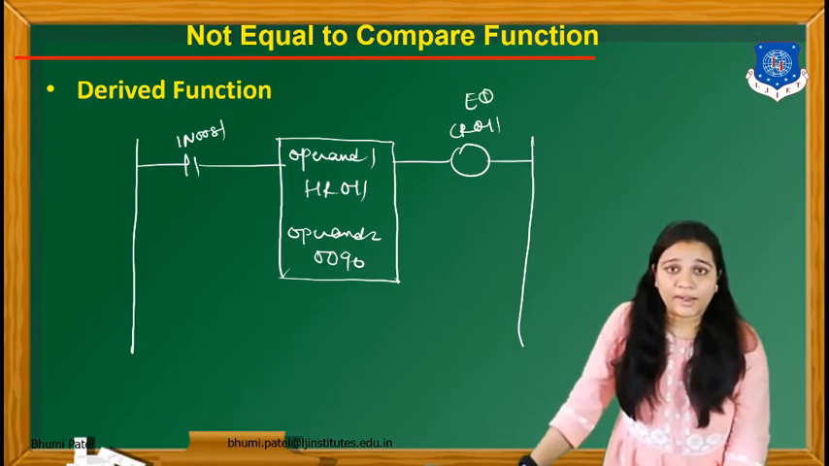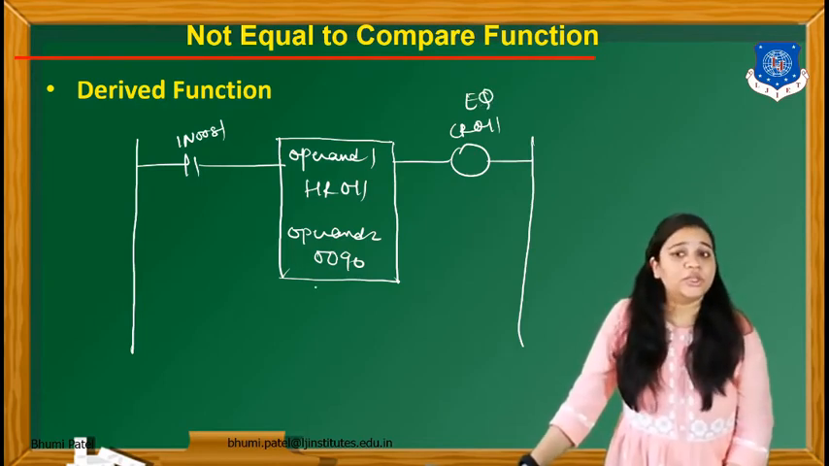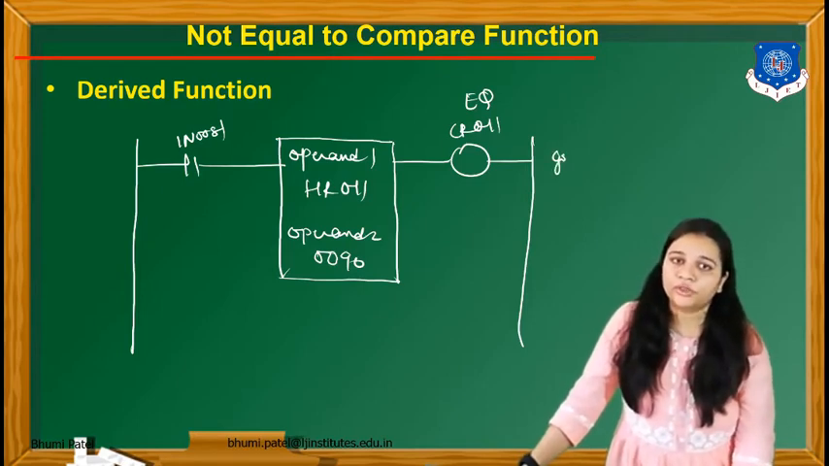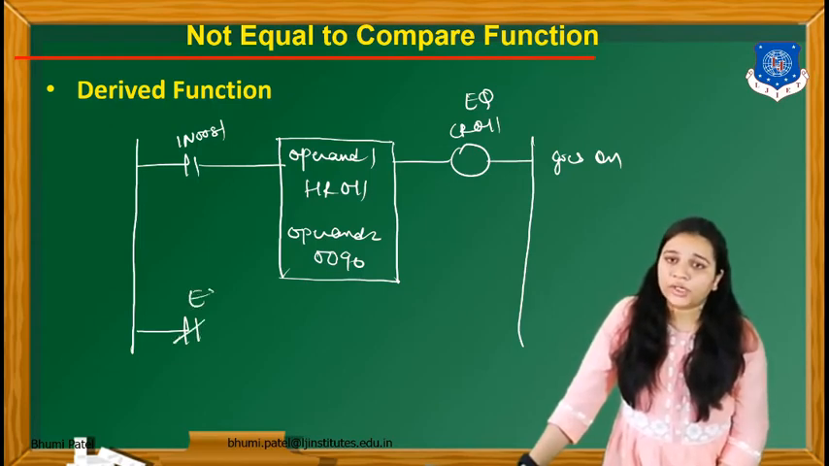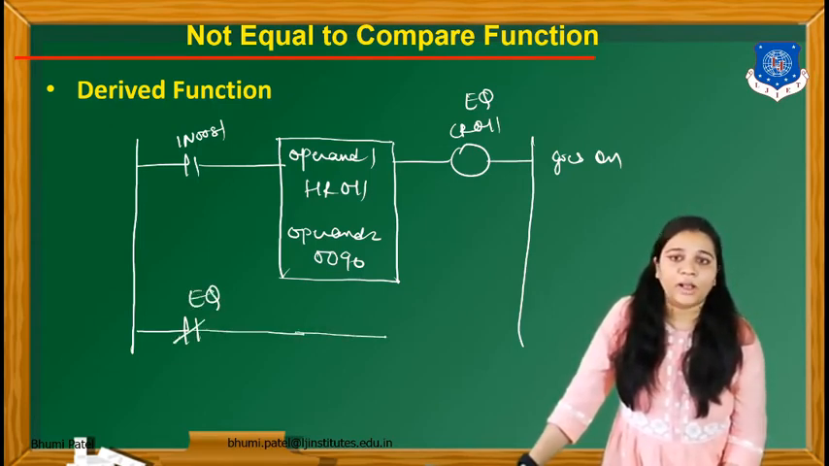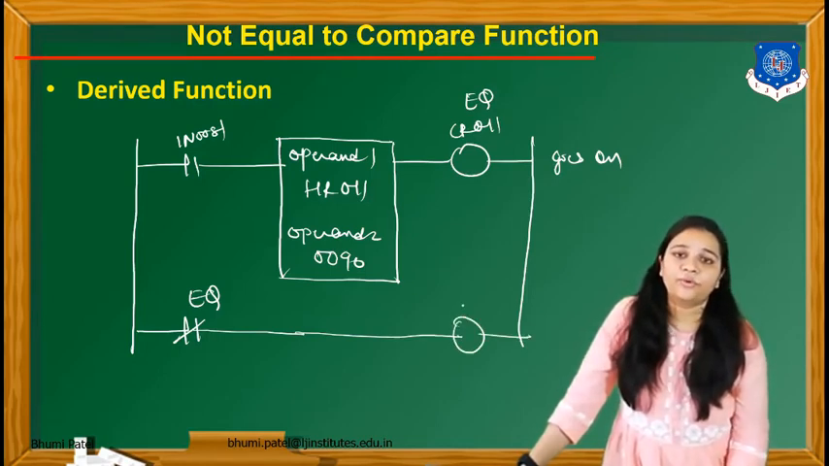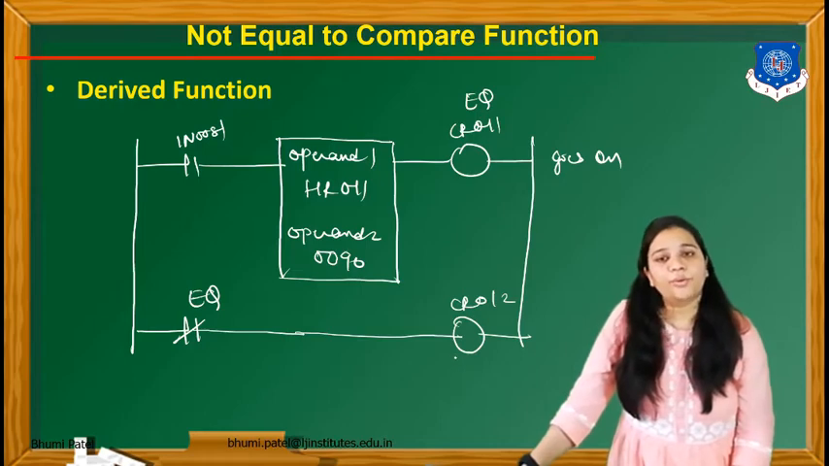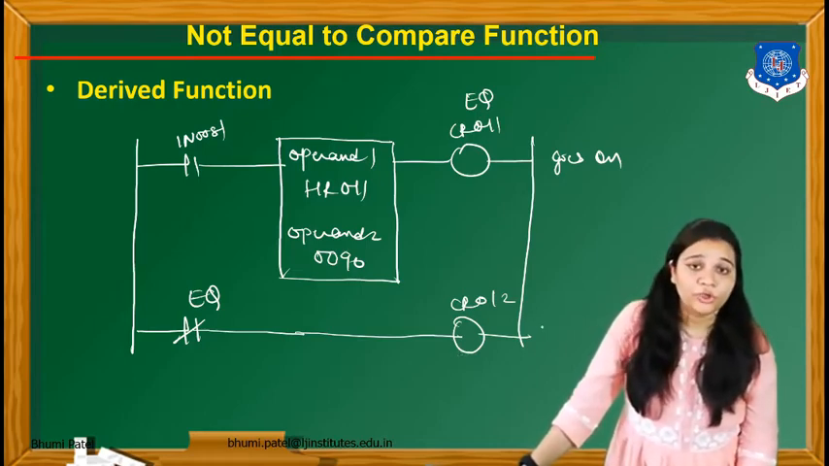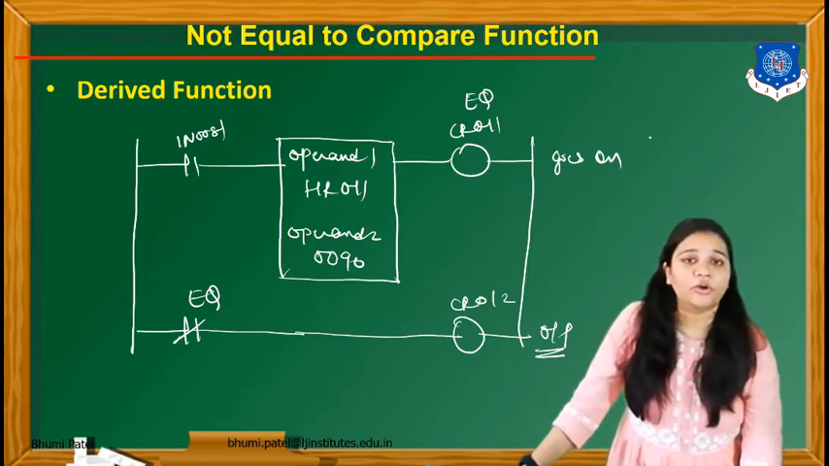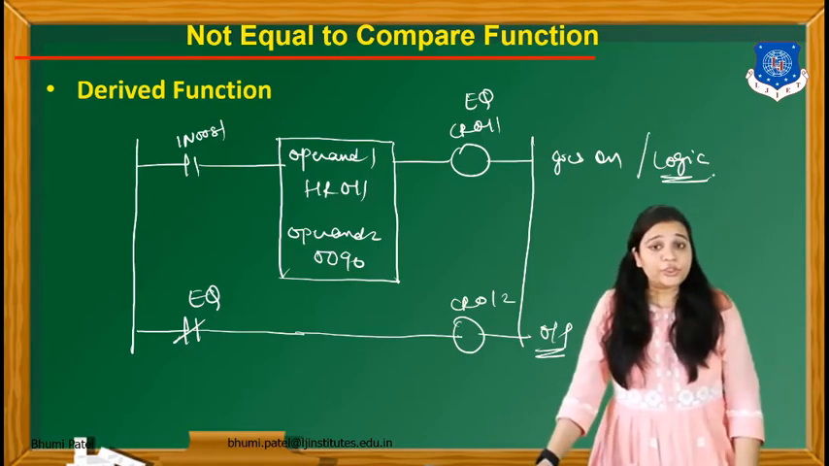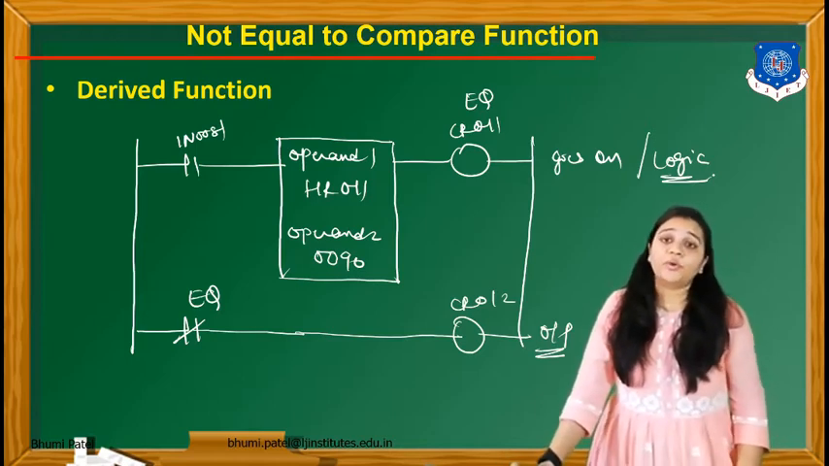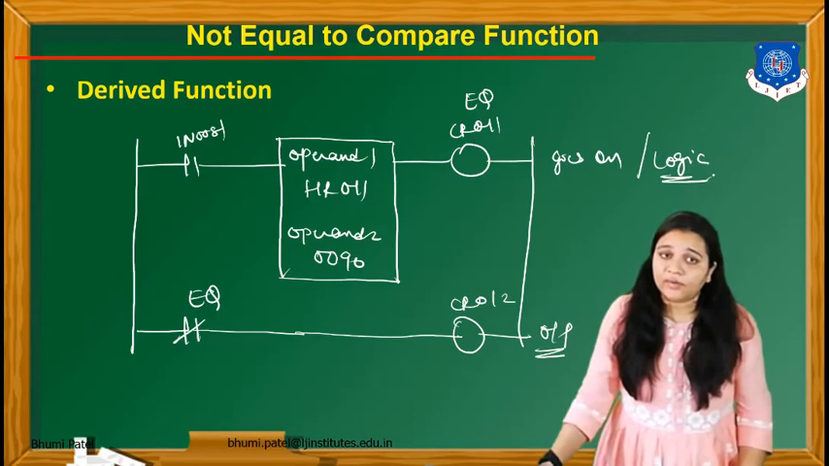Here we write the command for the equal to function. If both numbers are equal, my output goes on. If both numbers are not equal, my second rung output goes on. Suppose in rung number 2 the name of the output is CR02. This is my actual output for the not equal to, and this is the logic behind finding out whether two numbers are equal or not equal. So using the equal to function, we derive the function for the not equal to number.